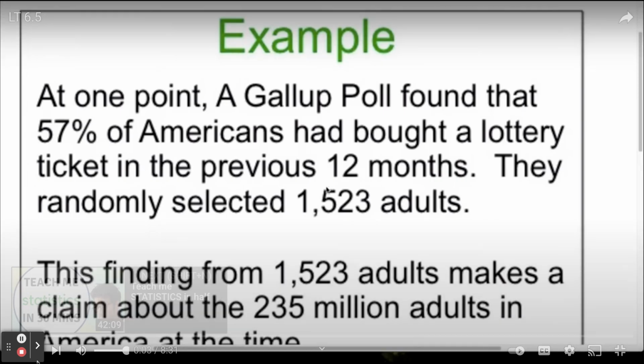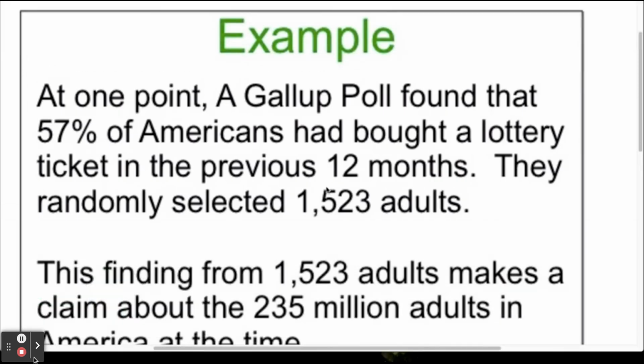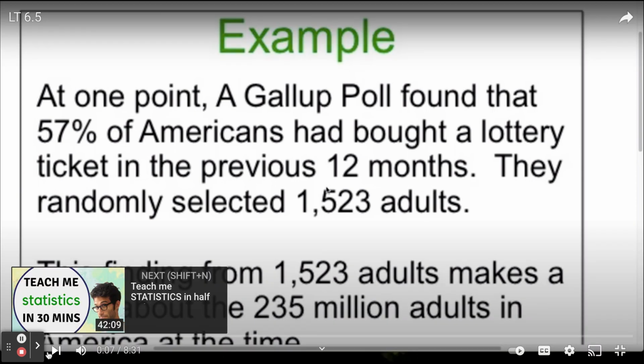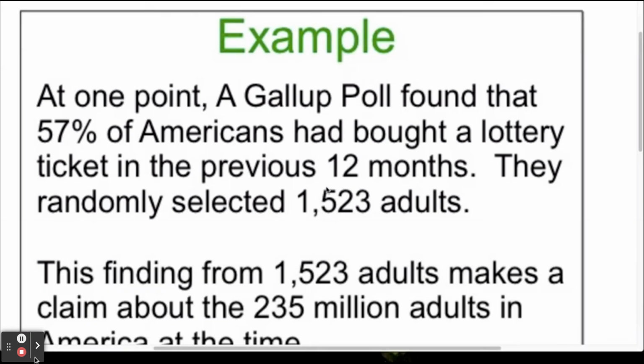Hello, everyone. In 6.5, we are going to be adding an extra layer to the idea of margin of error. So we'll start here by reviewing margin of error. Then we're going to add an extra layer of that, which will give us another indicator of how reliable, or maybe how unreliable, the margin of error can be.